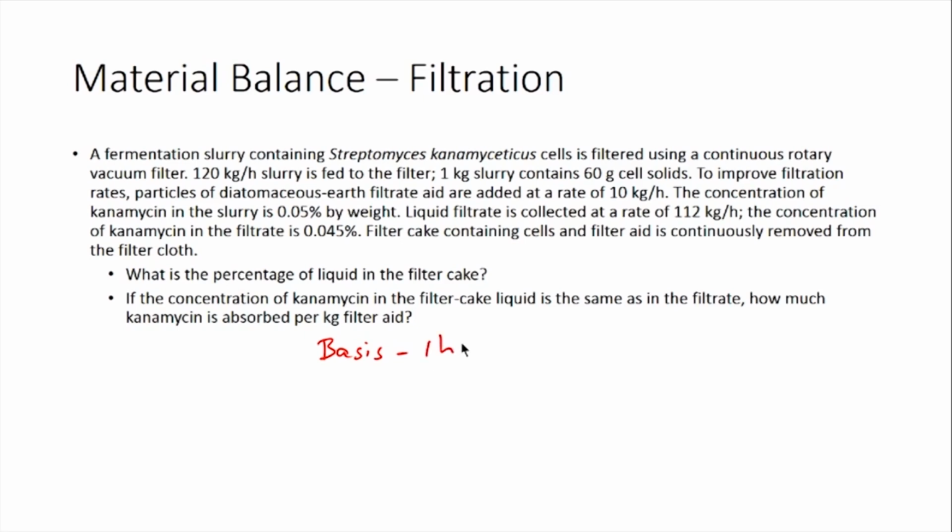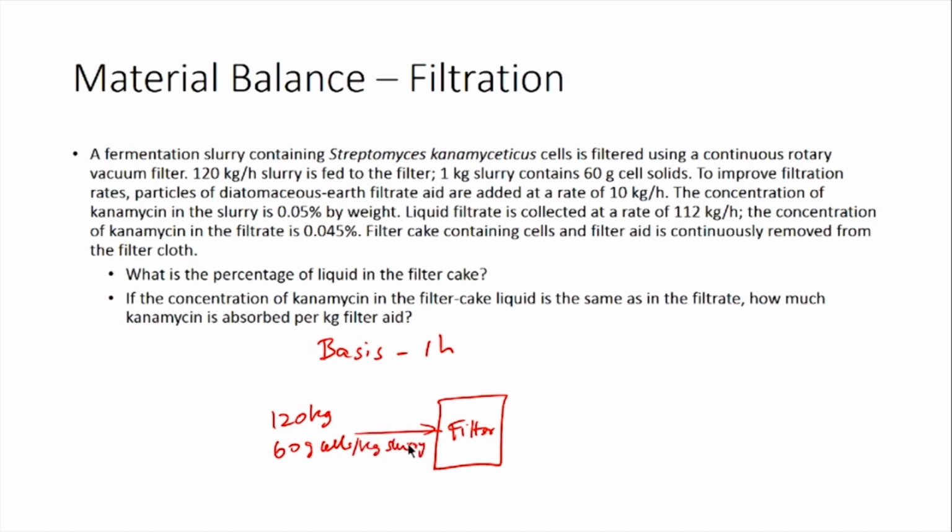Basis is 1 hour. Let us draw a flow chart which would explain the problem statement given. We have a filtration system which has an input, the slurry, that is being fed to the filter at a rate of 120 kilograms per hour. Because I have assumed a basis of 1 hour, I would write this as 120 kilograms of slurry being fed. It has been given that 60 grams of cells are present in 1 kilogram of the slurry which is fed.